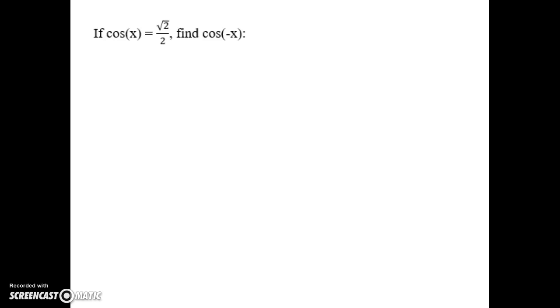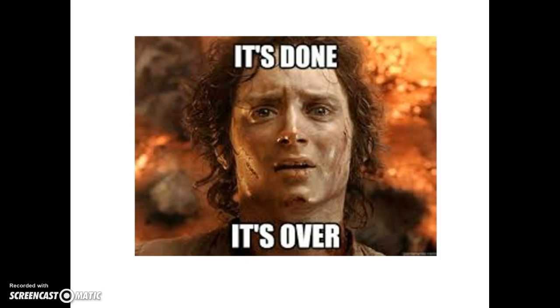If the cosine of positive x is positive square root of 2 over 2, then find the cosine of negative x. Well, very simply, it's still going to be positive square root of 2 over 2 because cosine is an even function. So whatever output I get for the cosine of positive x is going to be the same output I get for the cosine of negative x. And that's it. Very simple, very straightforward, very short lesson. Just make sure you have those identities written down. Come to class next time and we'll work some homework problems.